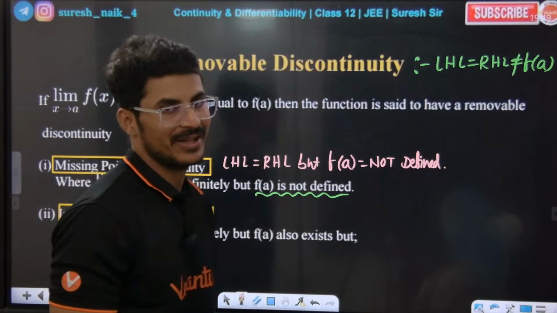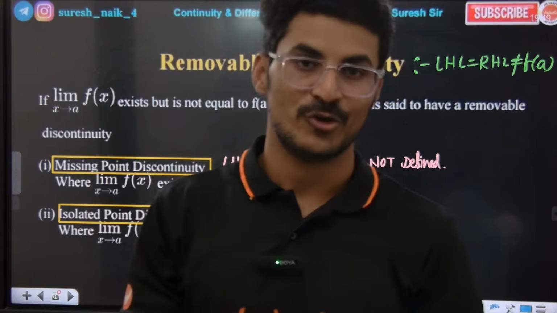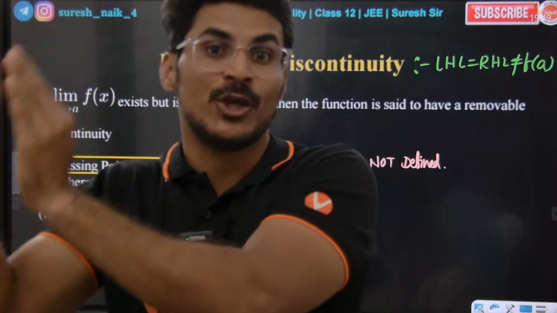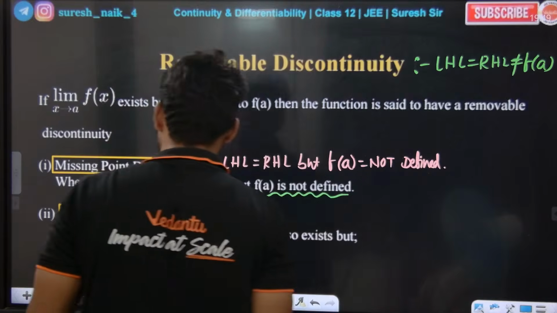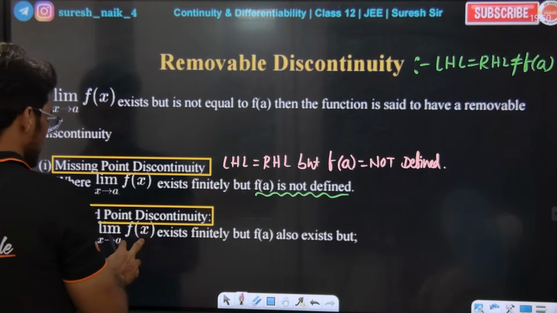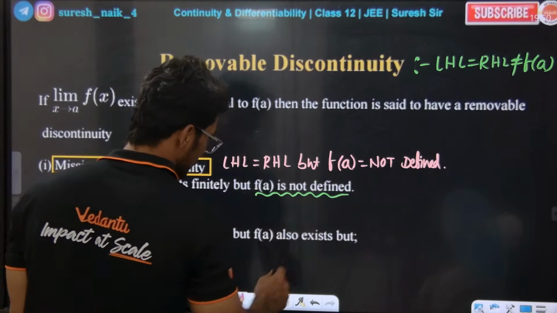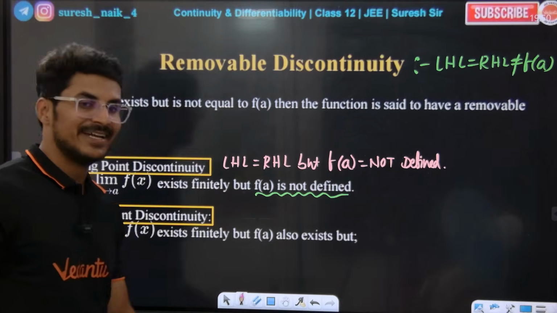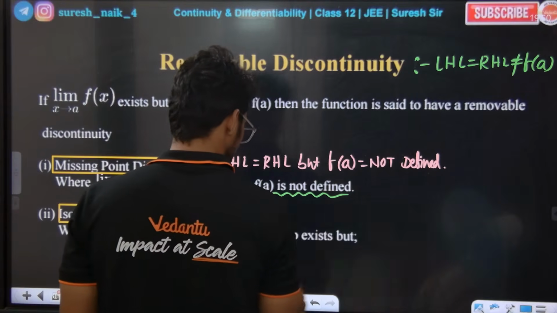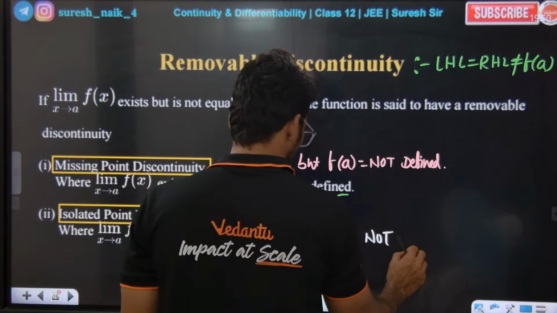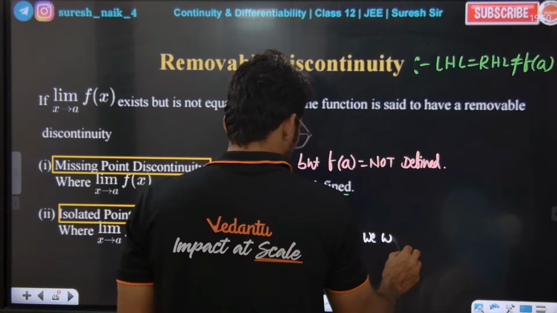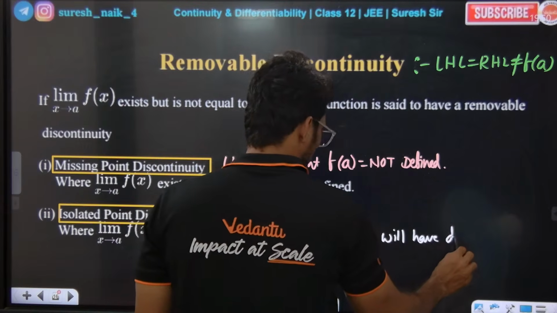Basically, guys, isolated, you might have heard this word in COVID. During COVID-19, isolated means keeping you separately in a separate room, isolating you, separating you. So isolated means separating something. Here the limit of f of x exists finitely, and f of a also exists, but it will be a different value, not equal. We will have a different value.